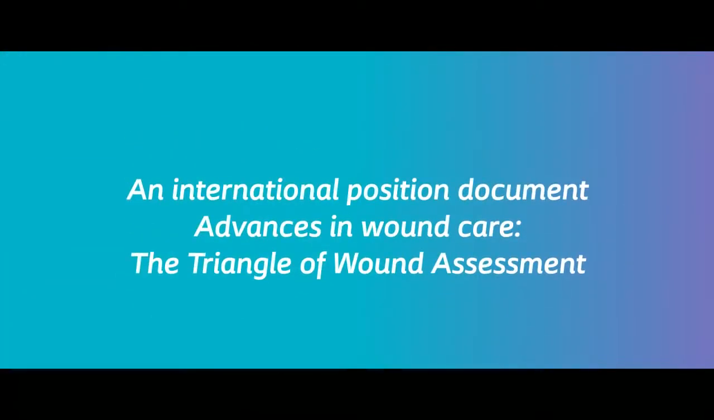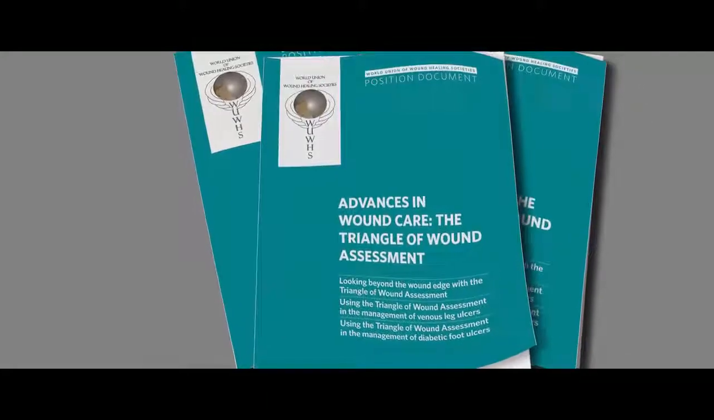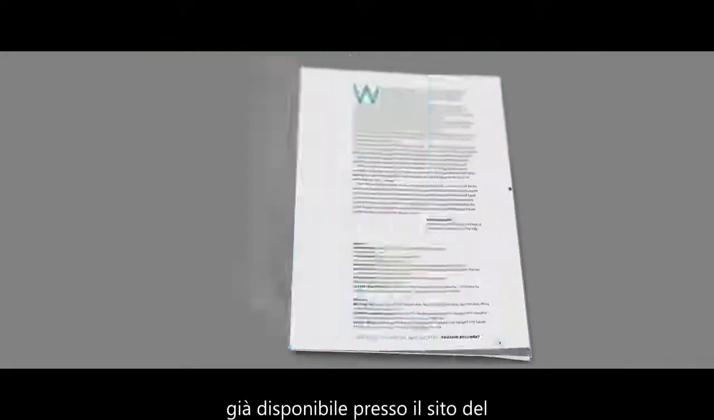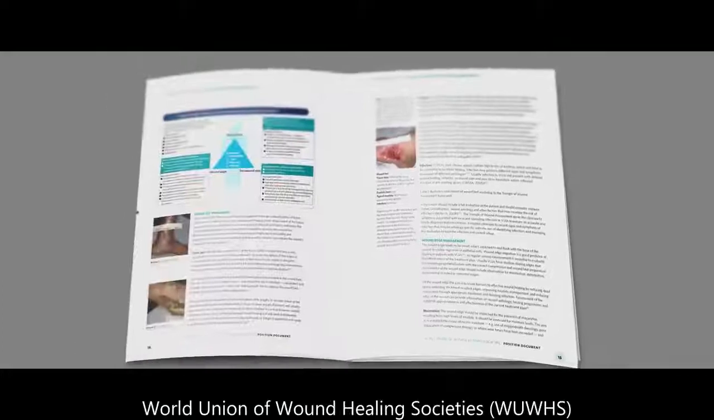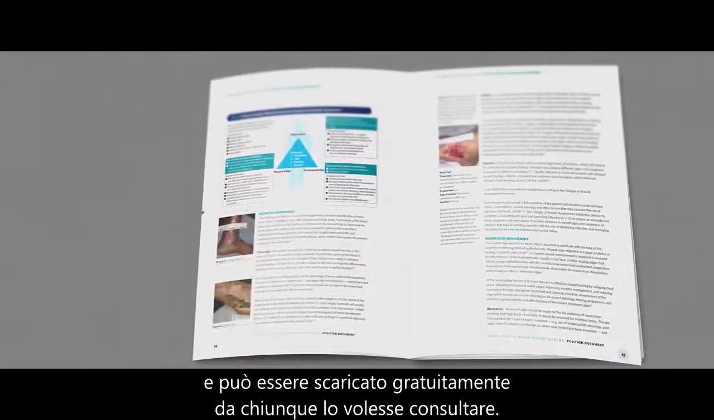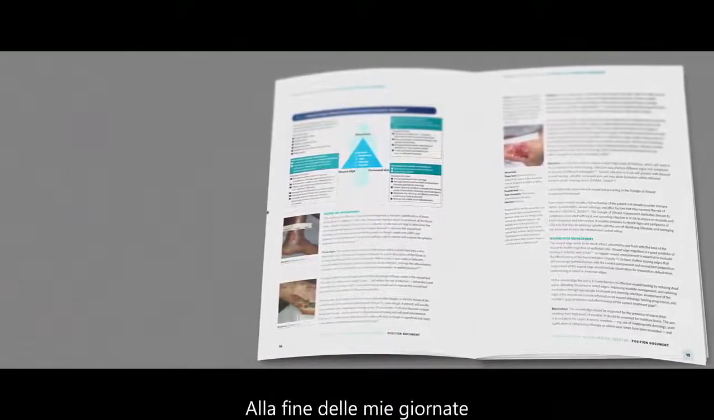At the World Union of Wound Healing, we are launching this excellent document on the Triangle of Wound Assessment. This position document looks at using the Triangle of Wound Assessment in the assessment of all wound types, but it particularly focuses down on venous leg ulcers and diabetic foot ulceration. This is an international position document that's readily available on the World Union of Wound Healing Society website and can be downloaded for everyone to use.